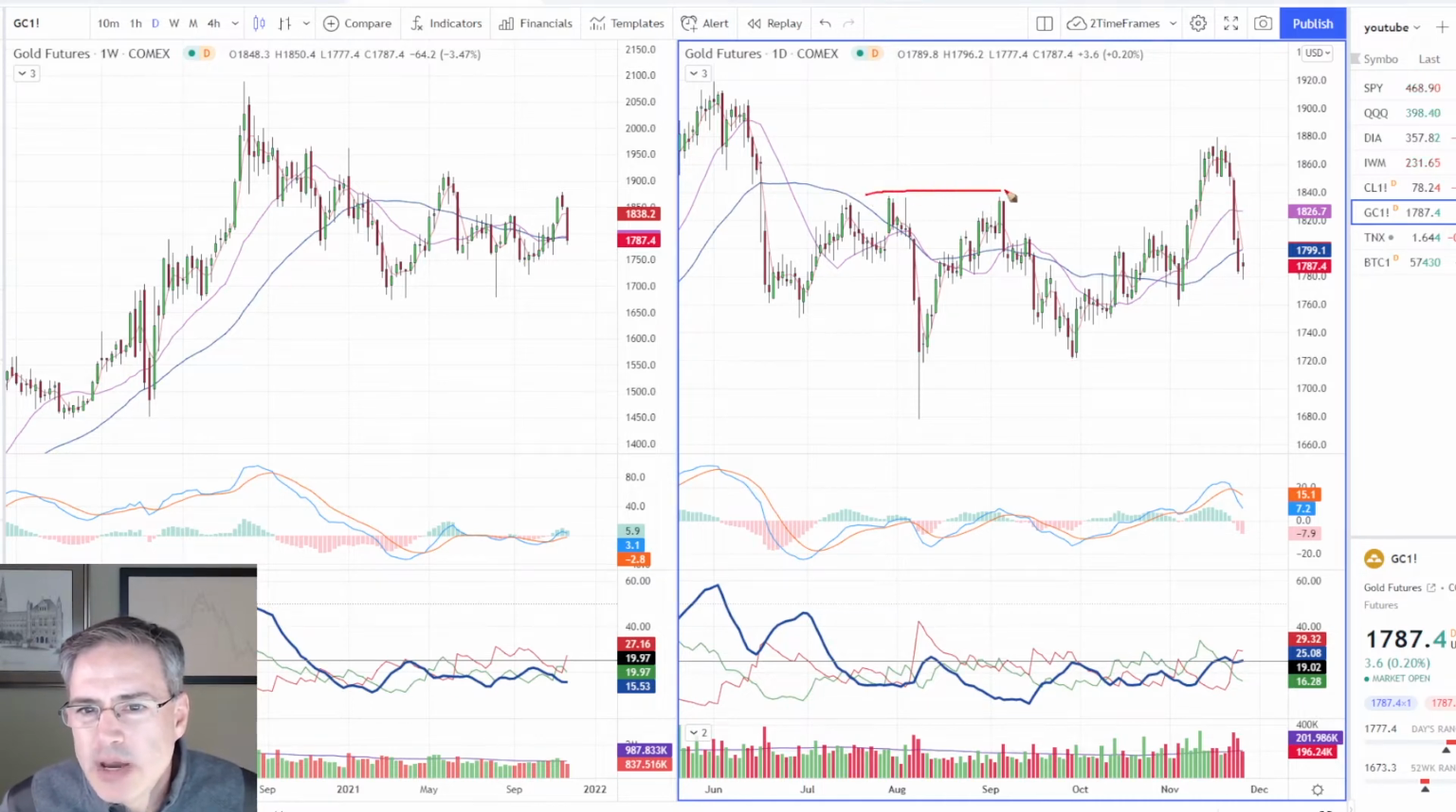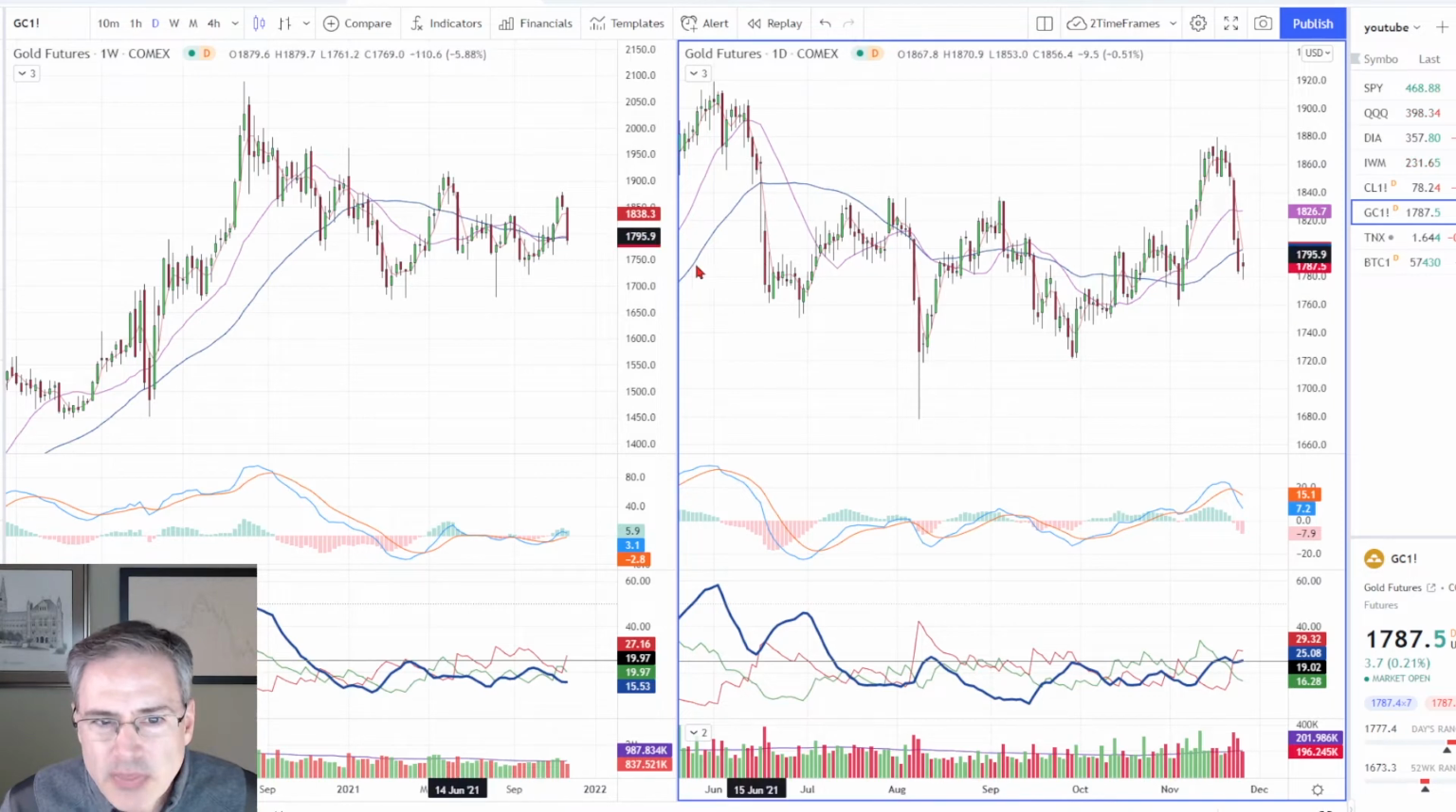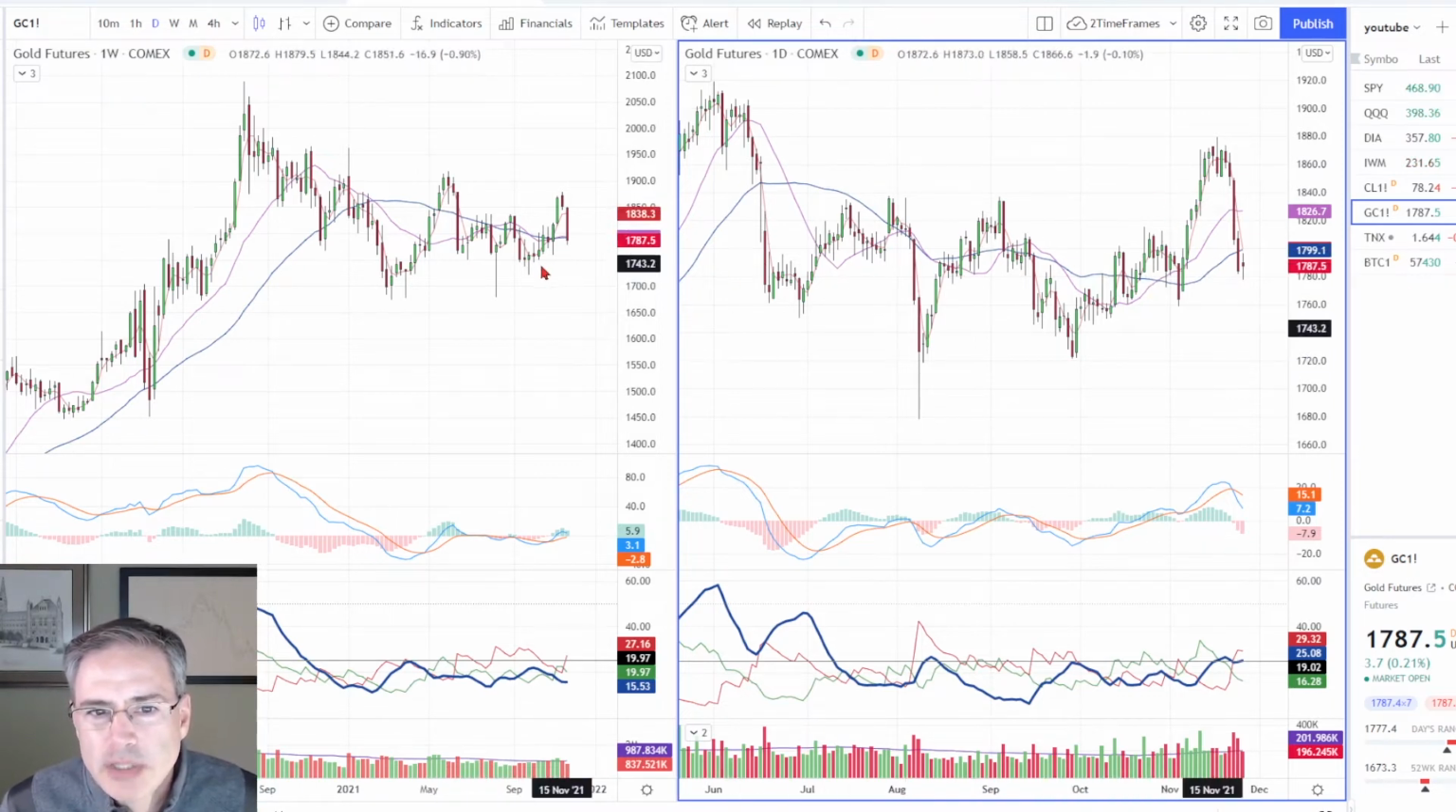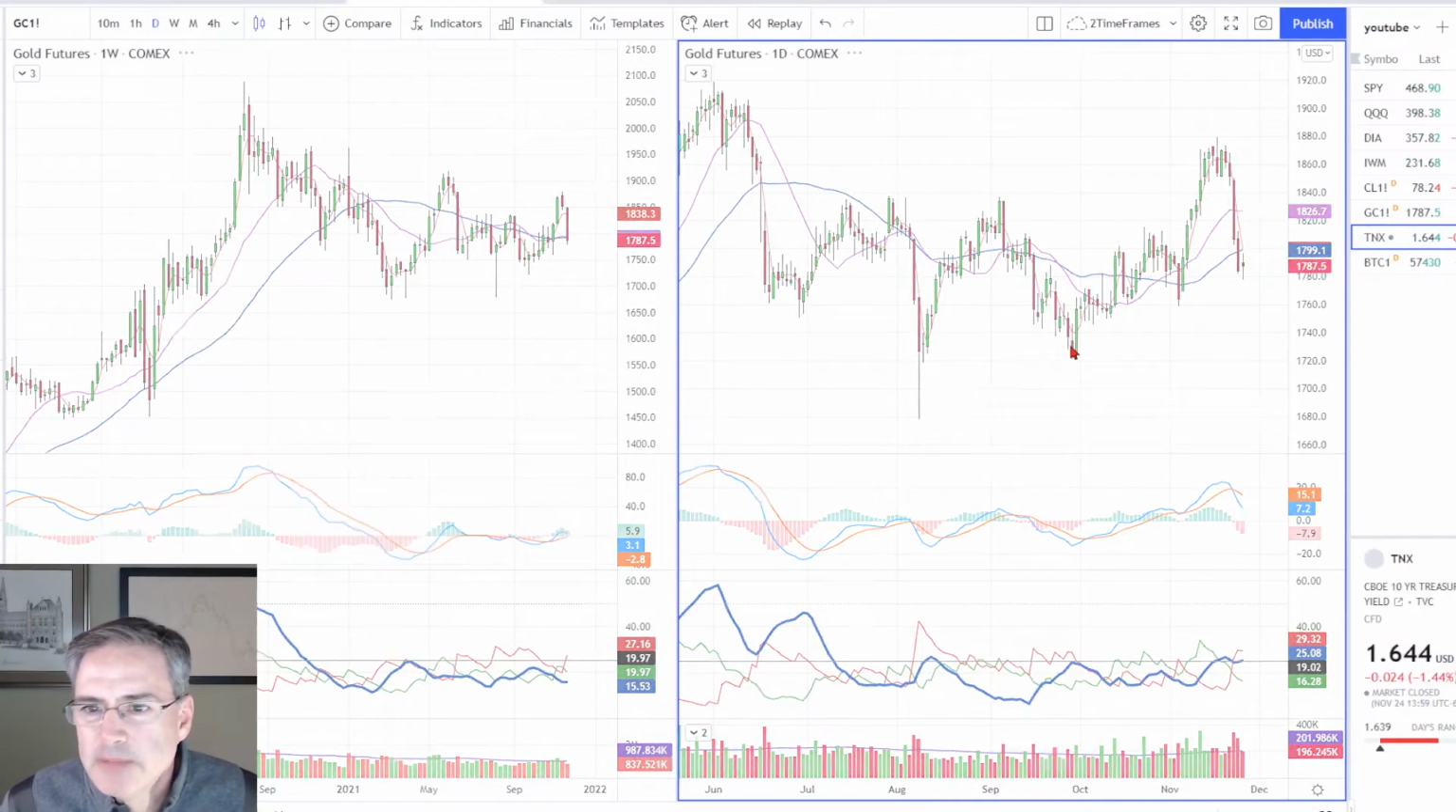So we should know that the moment this comes down through this area here, it's a pretty big negative, and it had a lot of acceleration. So nothing going on here, back into a range. Pretty good support at 1750.